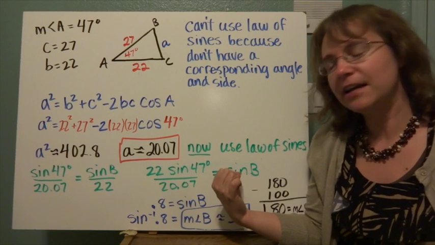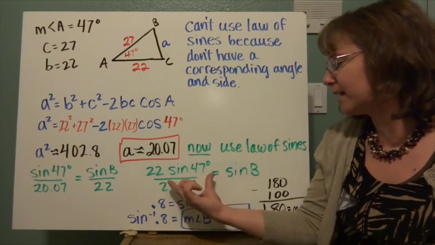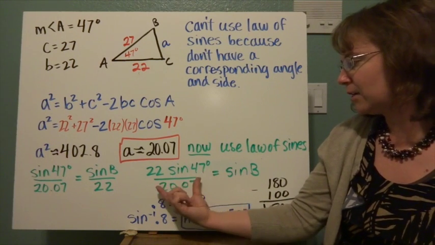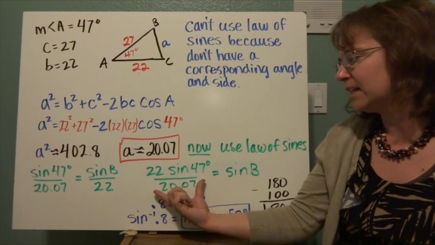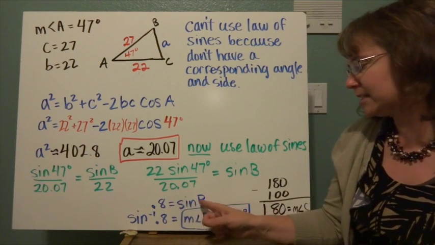Now I can't just divide by sine. I have to take the inverse sine of both sides. So the inverse sine, I went ahead and solved for this. This right here is just a number. It gives me about 0.8. So 0.8 is equal to sine b.